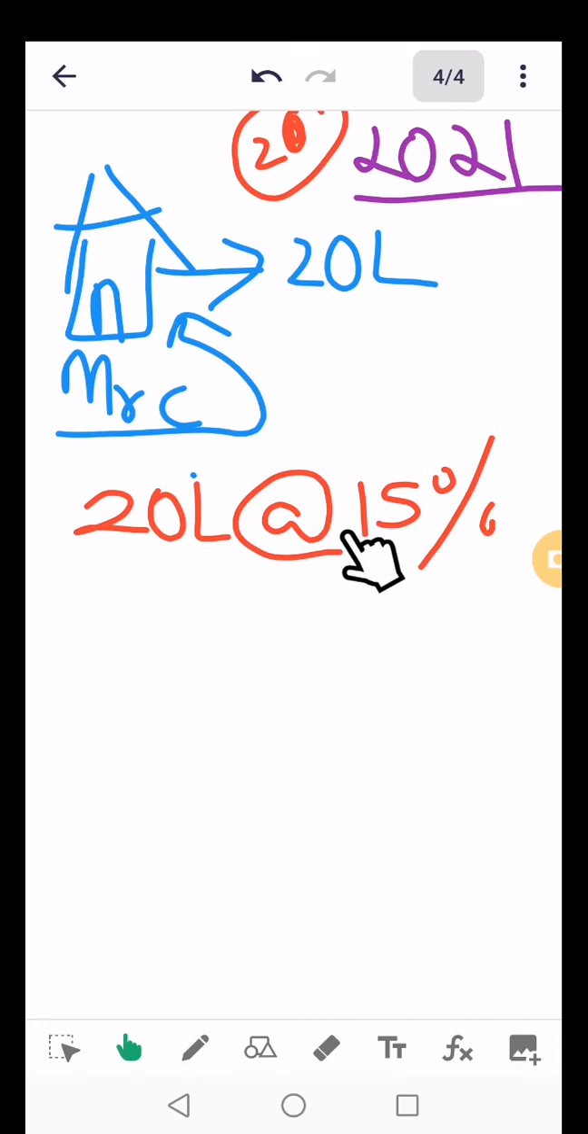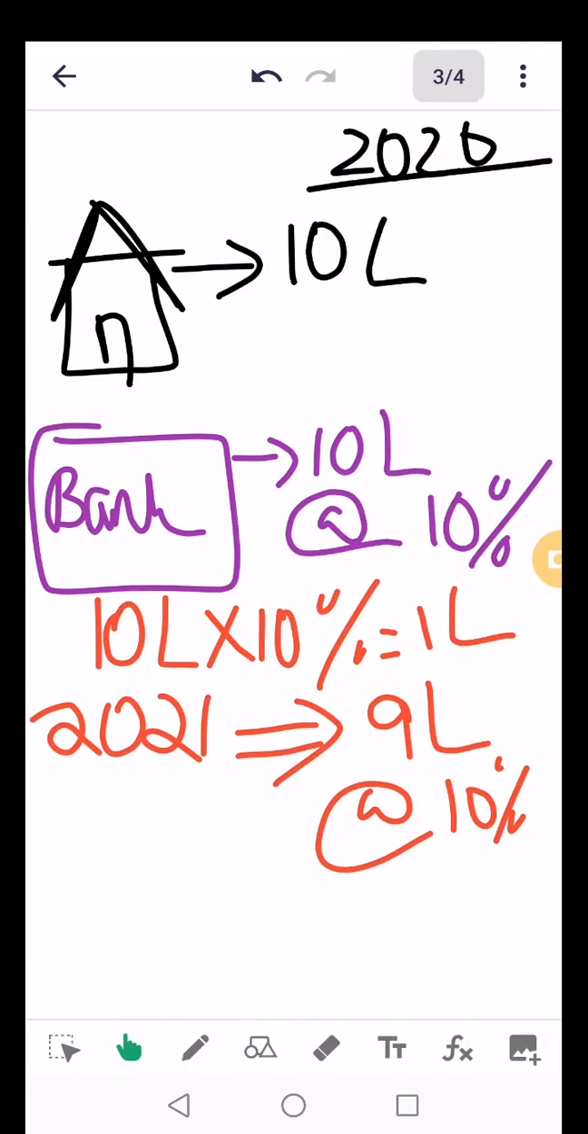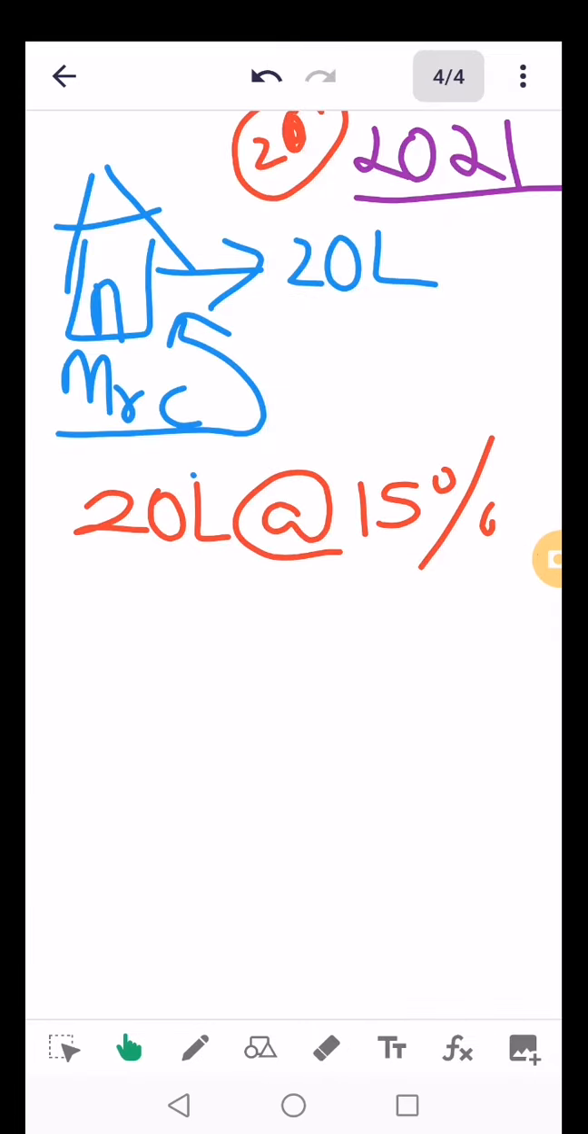This percentage will always be higher than the previous percentage, because in the majority of cases it will be somewhere in between. It is always going to increase, right? That's why this will be higher. This is called wraparound loans.